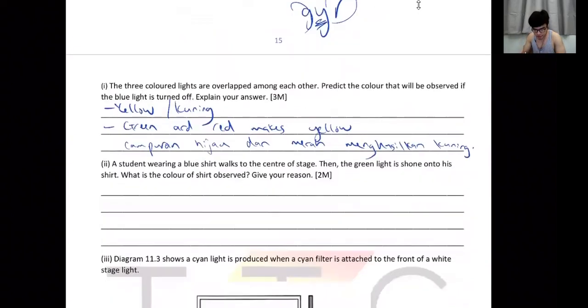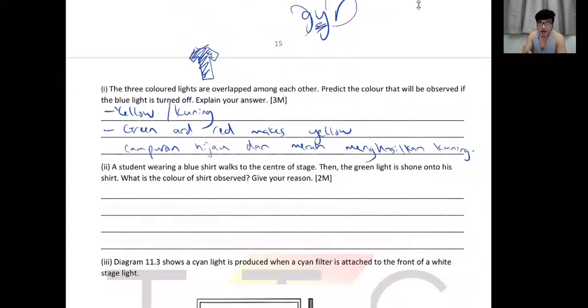All right, so this is how your TV mix color. Number 2, a student wearing a blue shirt walks to the center of the stage. Then the green light is shown on the shirt. What is the color of the shirt? Okay, good question. If you have a blue shirt, why is the shirt blue?